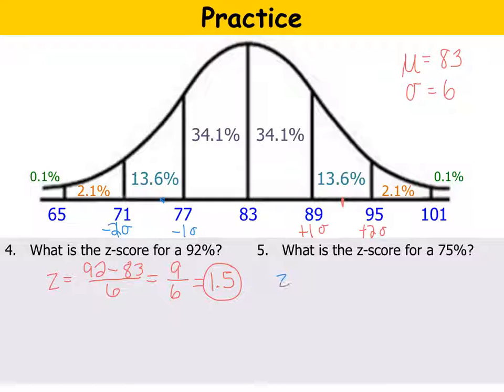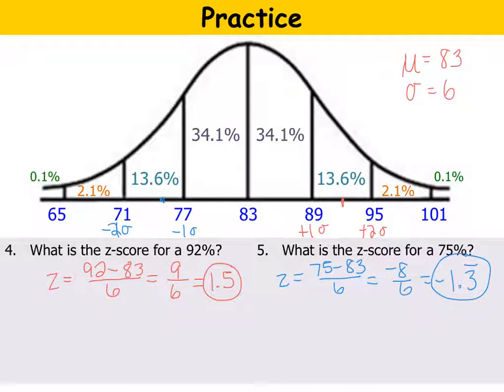So we're going to again use that formula. You're going to take 75 minus the mean of 83 and divide by your standard deviation, which is going to give you -8/6, and if you divide that through, you're going to end up with about -1.3333, -1 1/3. So again, we knew we were going to be between -1 and -2, a little bit closer to -1, since 75 is closer to 77 than it was to 71.